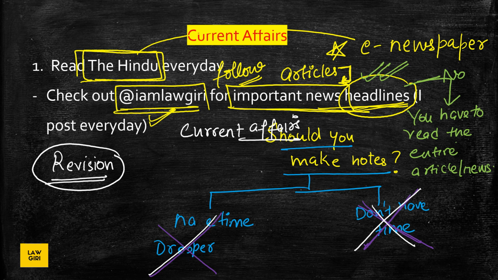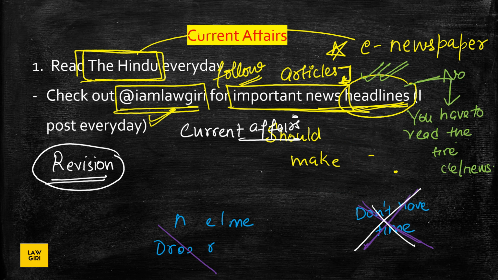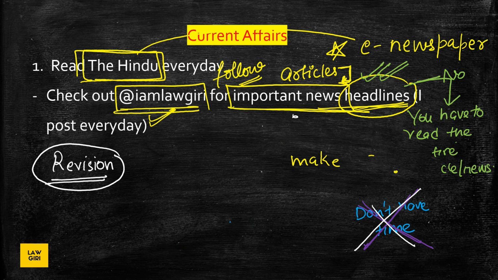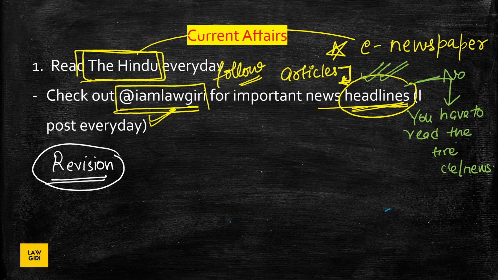This is important, right? But if you don't want to make notes, don't make notes. But we need something from wherein we can revise. Once we have read the newspaper, it is gone, right? So what we need to do? We need to subscribe to or read a monthly current affairs magazine.